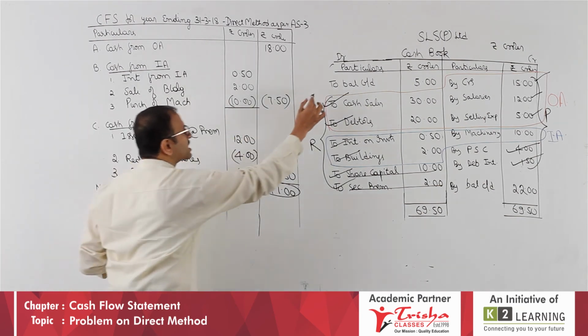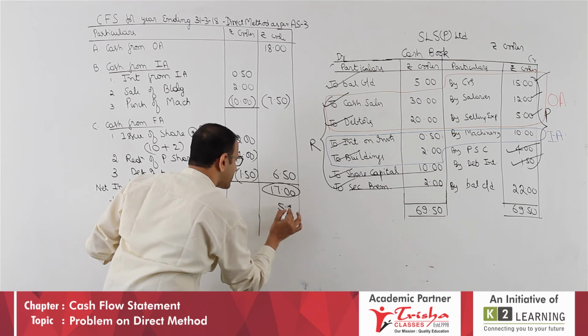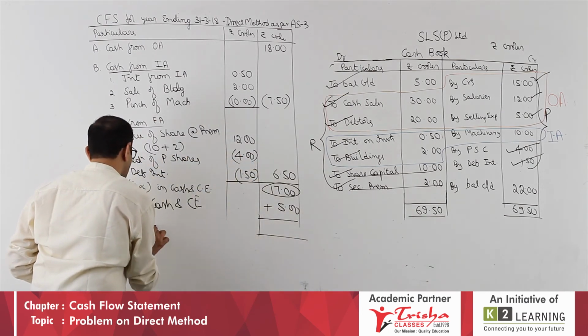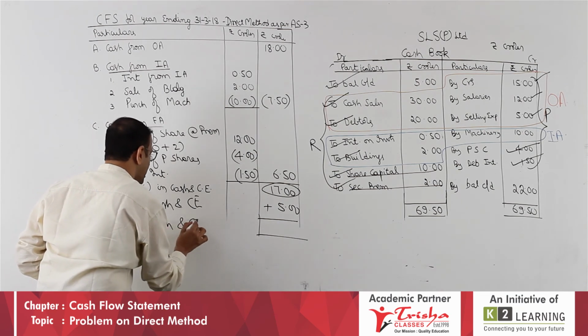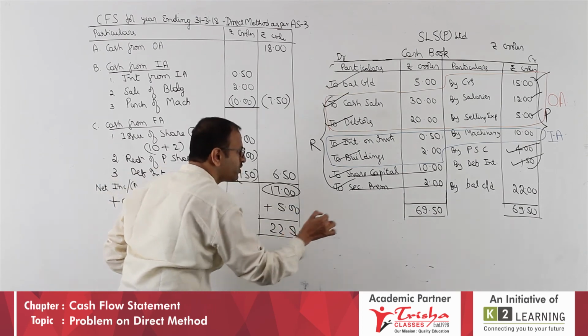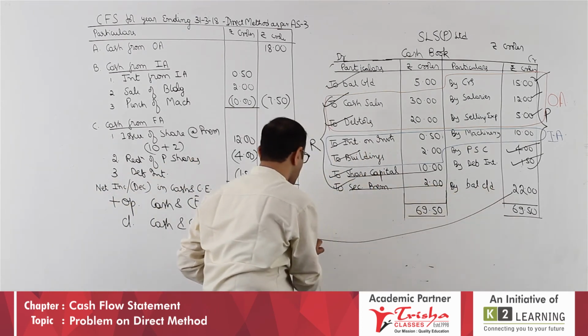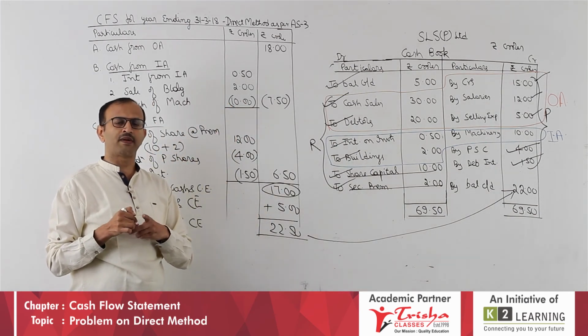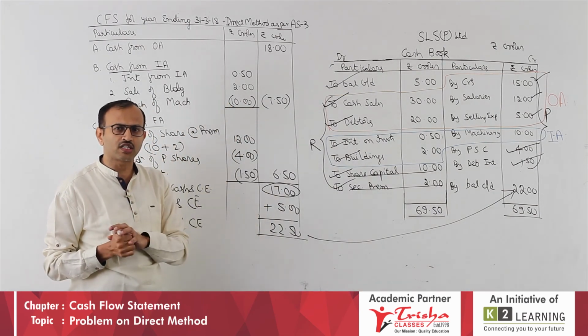What is the opening cash and cash equivalents? 5. 17 plus 5, you have to arrive at the answer. Closing cash and cash equivalents 22. 17 plus 5, 22. Closing balance also 22. Like that we have to work it out. Students, what is the summary? Quickly I will take it in one short span.